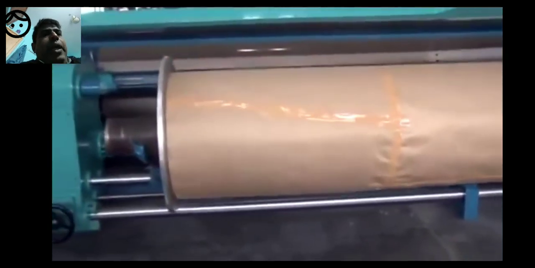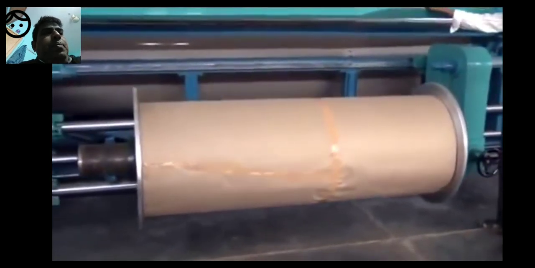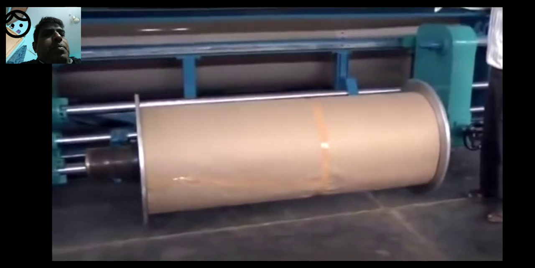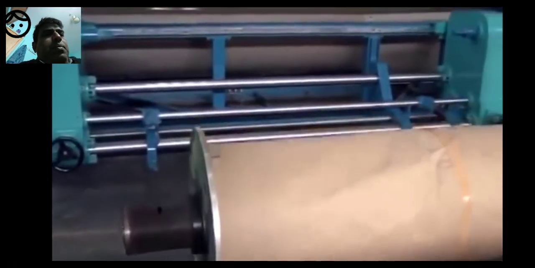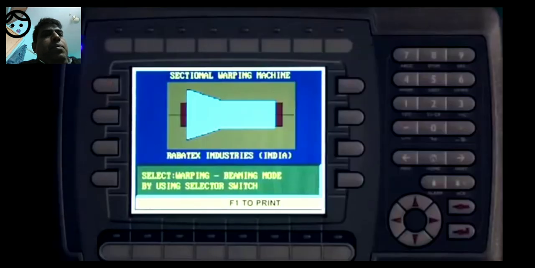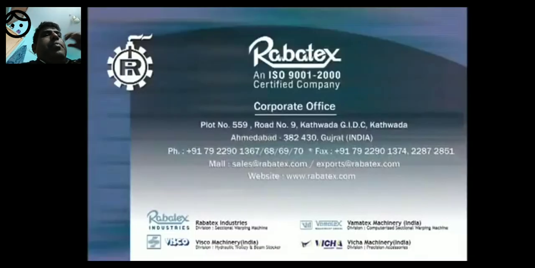This is a weaver beam. These are the specifications of the weaver beam. Taken a printout and given to them.